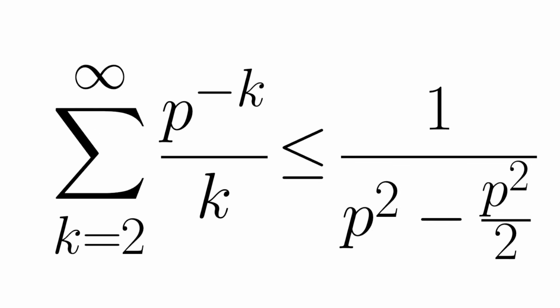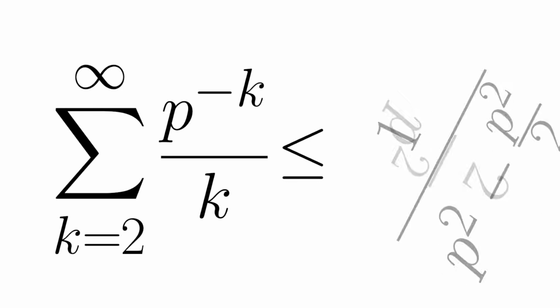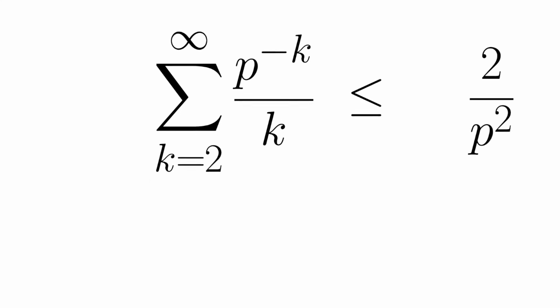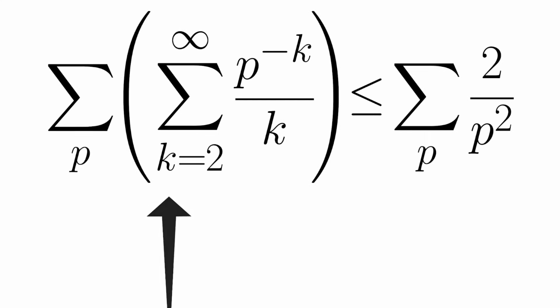p squared over 2. This is a bit technical. All we're really doing here is trying to get this back to a sum that we already know how to evaluate or compare to something. But after you make that substitution, then it falls out that this giant sigma that we had to start with, it's less than 2 over p squared. Thus, this double sum is less than or equal to the single sum across primes of 2 over p squared.